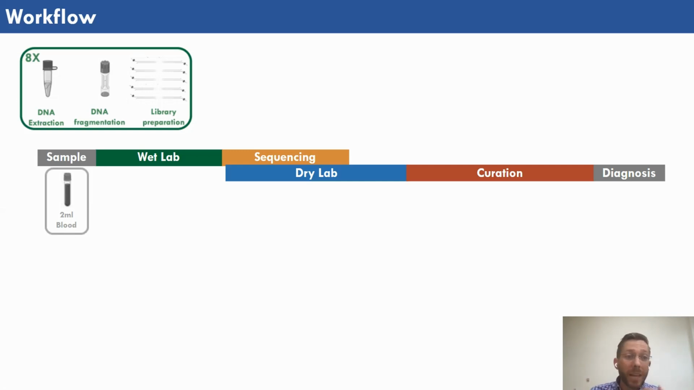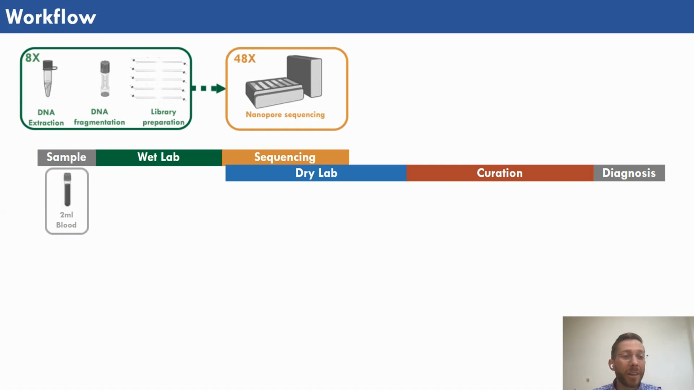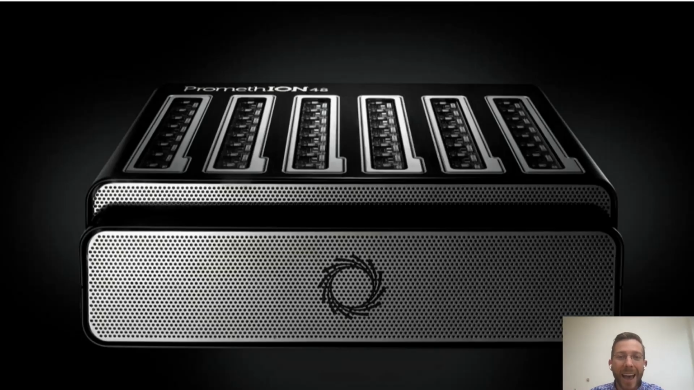Once we were able to extract enough DNA and prepare the library, then we decided that we would distribute this sequencing library, or the DNA that's prepared for sequencing, across 48 flow cells on the Oxford Nanopore Promethean sequencing device. Now, this is what the Promethean sequencing device looks like. We have 6 columns, and within each column on this machine, we can fit 8 flow cells. So a total of 48 flow cells can be loaded onto this machine.